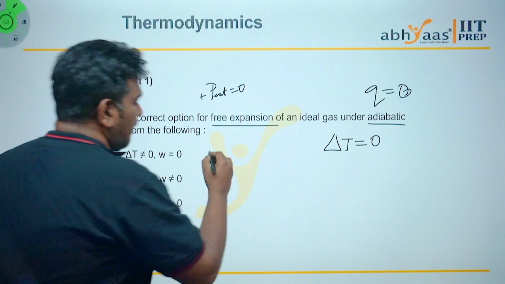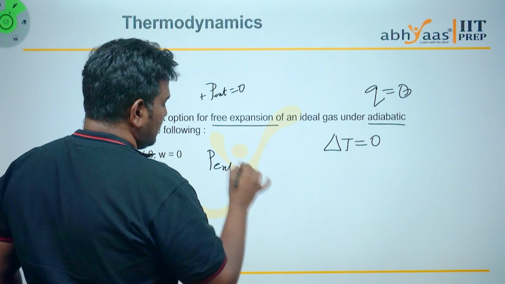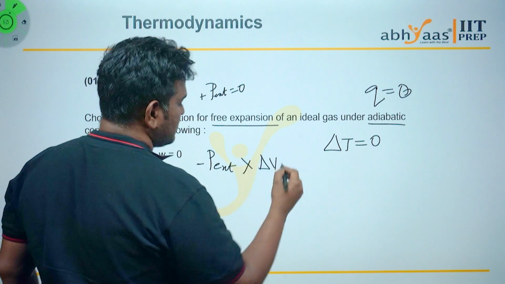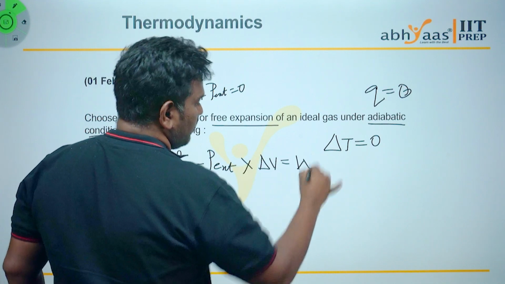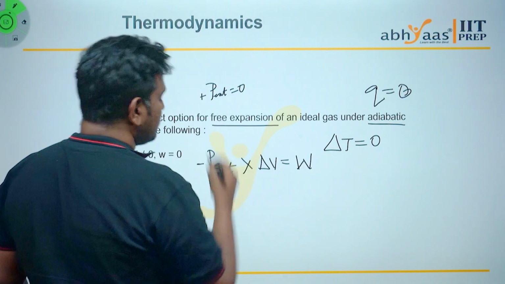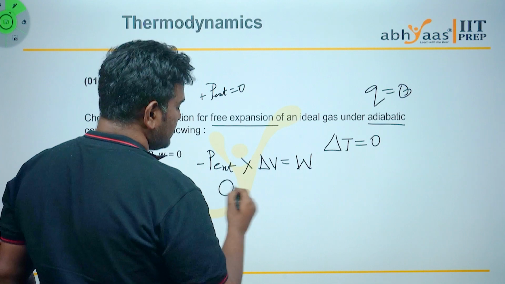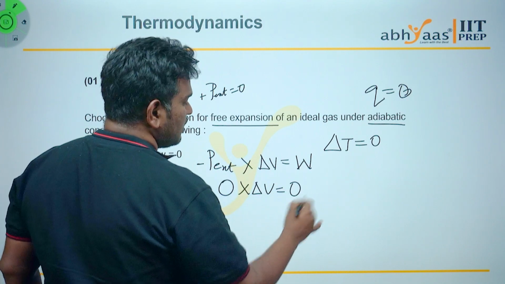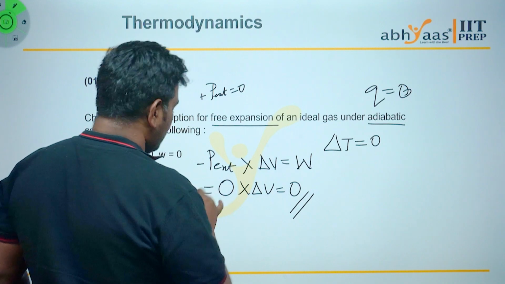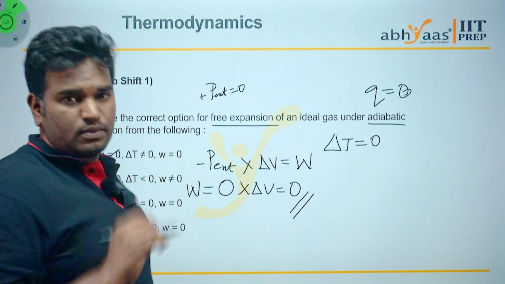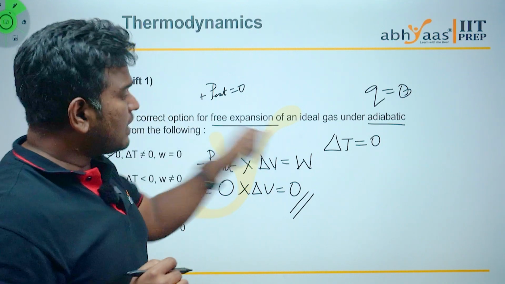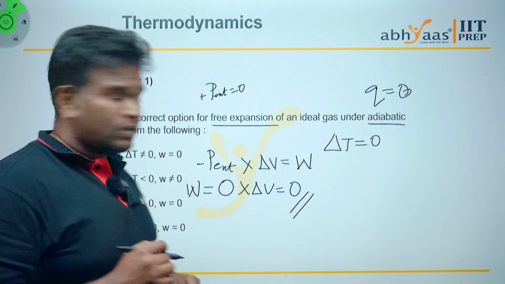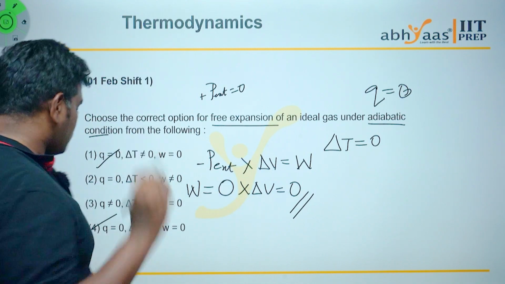We know that P external into delta V, right? Minus P external into delta V is what? Work done, right? Here we know that P external is what? 0. 0 into delta V is equal to what? 0. So in the sense, we will be getting work is equal to 0. So we have got Q is equal to 0, delta T is equal to 0 and W is equal to 0. So the answer will be the fourth option.